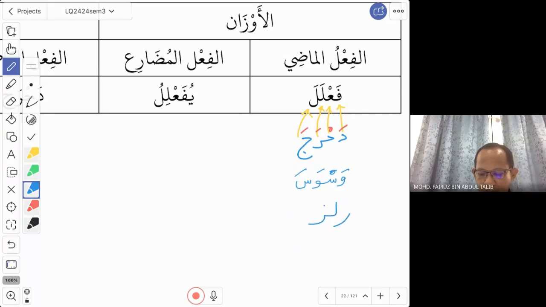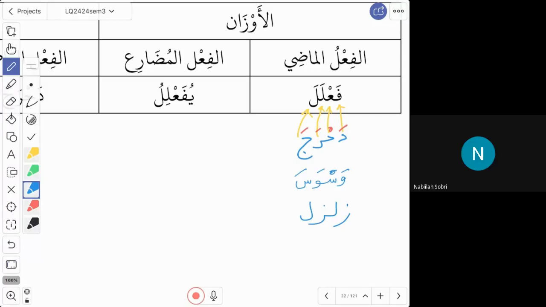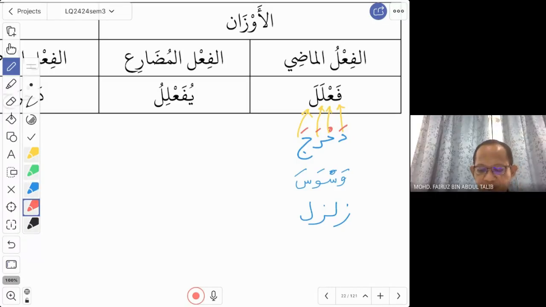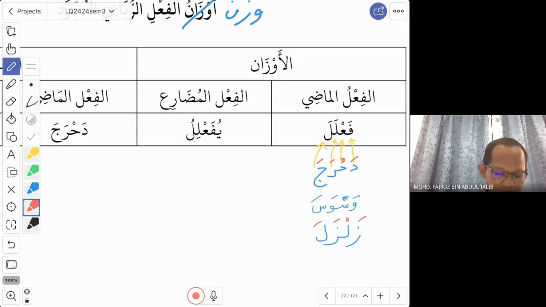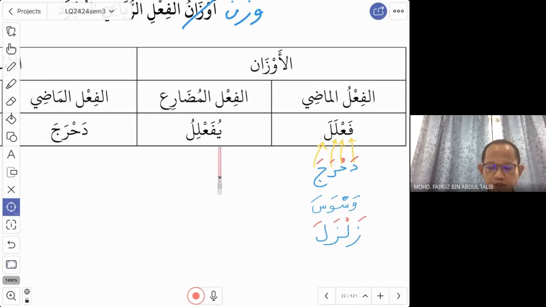If I give you another fi'l, zalzala, and this is also another fi'l. How do you read this? Zalzala. Good, because fa'lala, so the fi'l is zalzala. So now you see, by knowing the wazan, you will be able to read the word. Later you do not have to depend on the fatha, kasra, dhamma anymore. That is why I said in the beginning of the class, the lesson of asar is actually important. This is part of the Arabic qawaid.